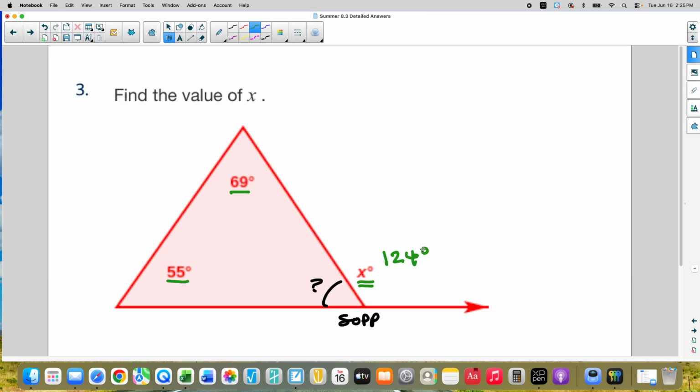124 degrees. So we would add those together and then subtract from 180 to get this, and we would have that same idea. So instead of adding and doing all the work, we should know that this exterior angle is going to be equal to the sum of the other two angles.